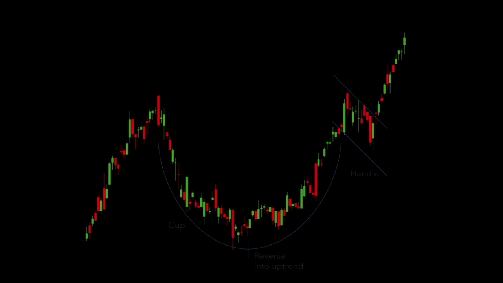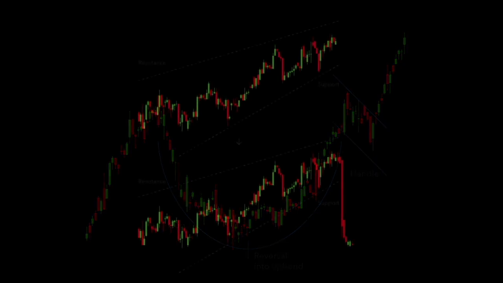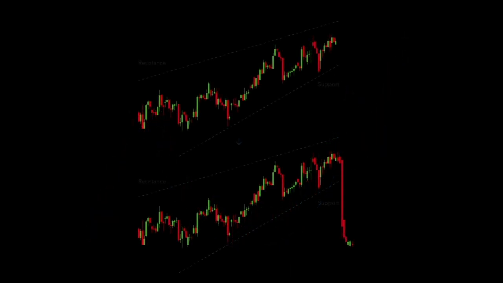So the handle is, and I'll go over the wedges momentarily, similar to the wedge pattern, just a smaller form of it, and then the trend finally broke above to finish out the cup and handle. With this, we will move into the wedge.